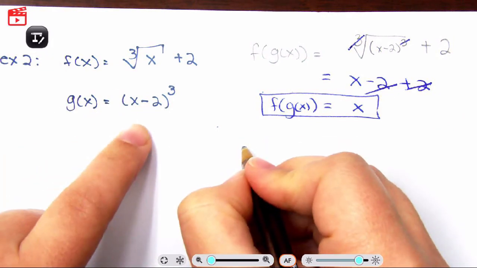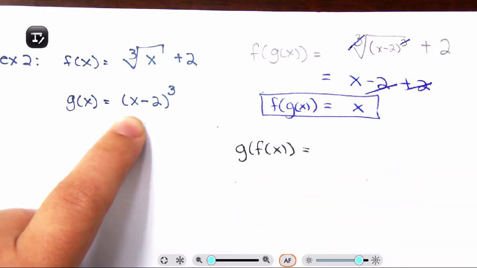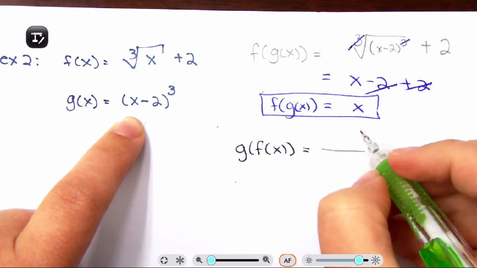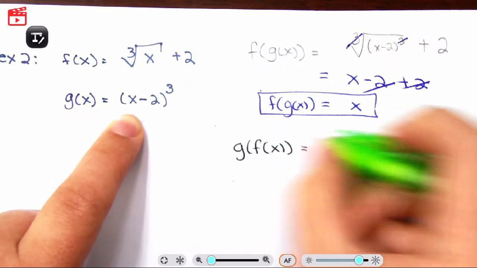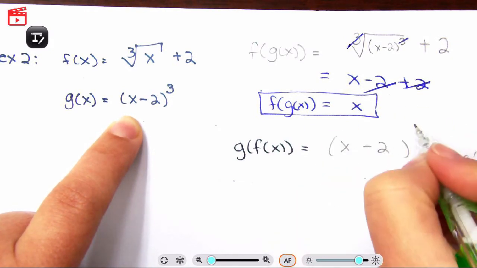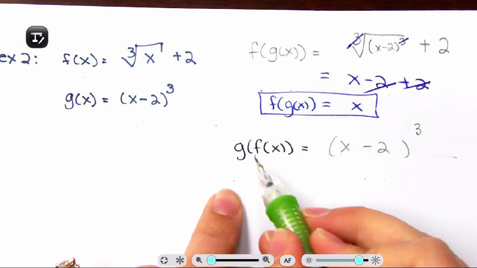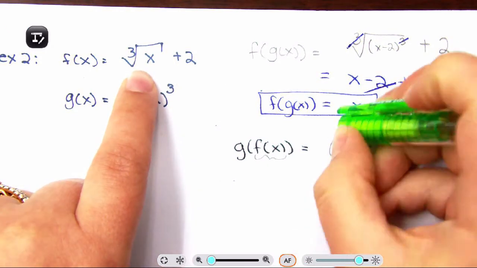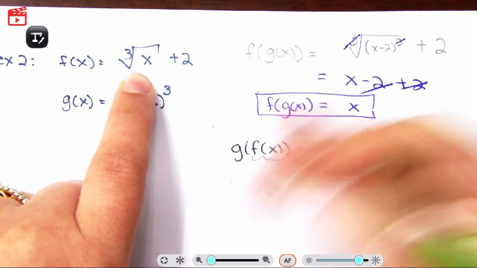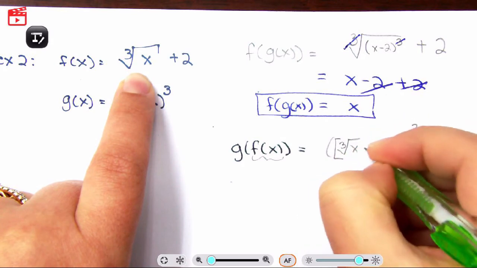So now I am doing g of f of x. I'm writing out what g is, and then I'm going to replace x with whatever f of x is. So I have x minus 2, all of that is cubed. I don't have x because I have f of x. So I'm going to take whatever f of x is, and I'm going to actually move my minus 2 a little closer here. All of this is my x, which is the cube root of x plus 2.